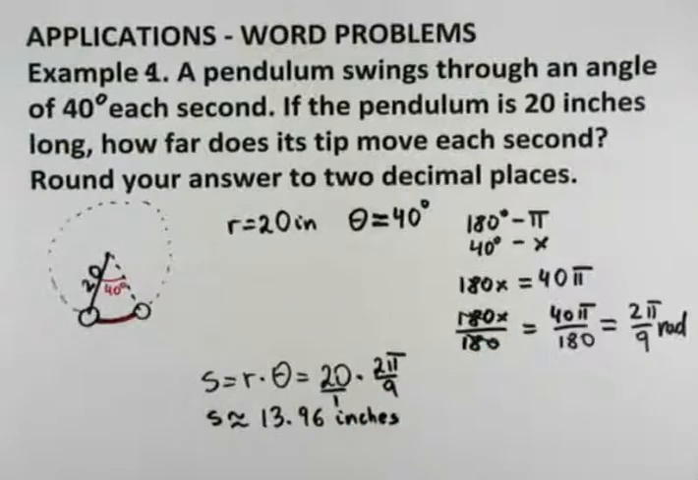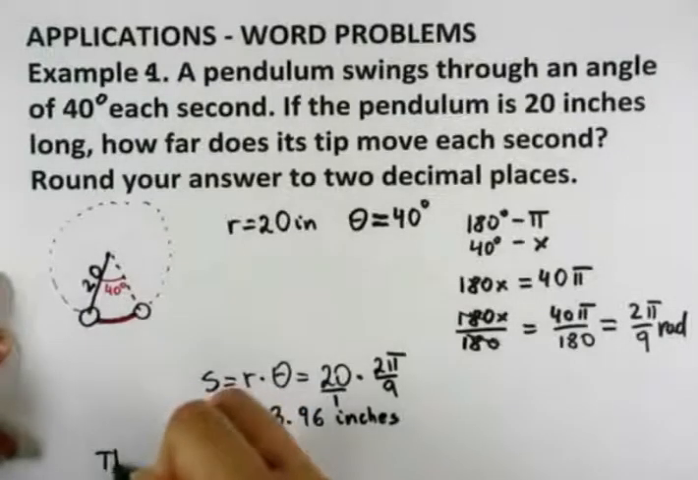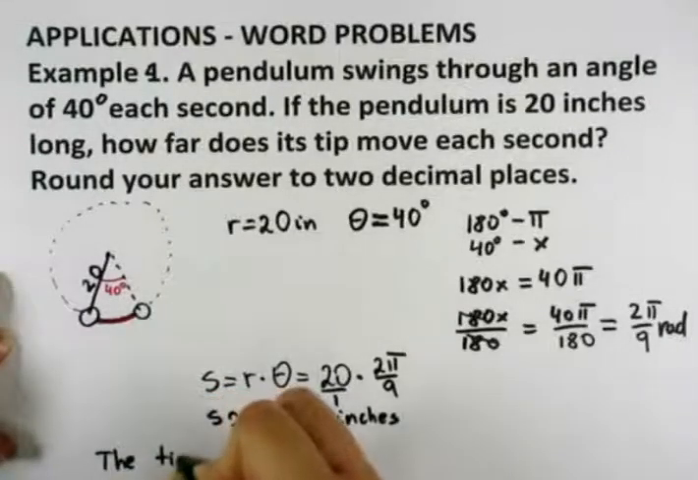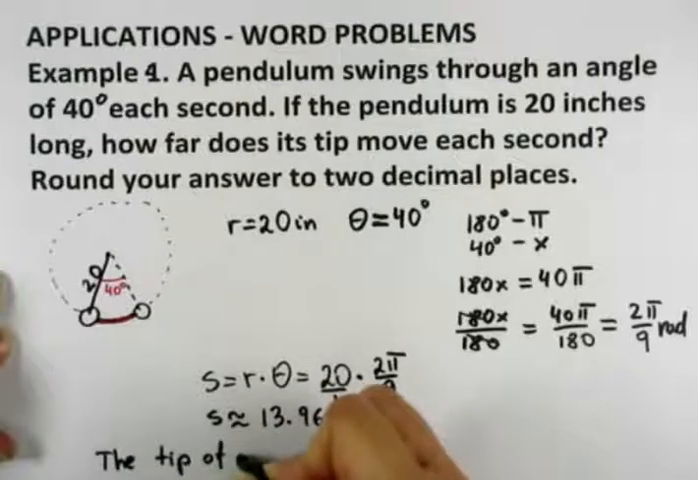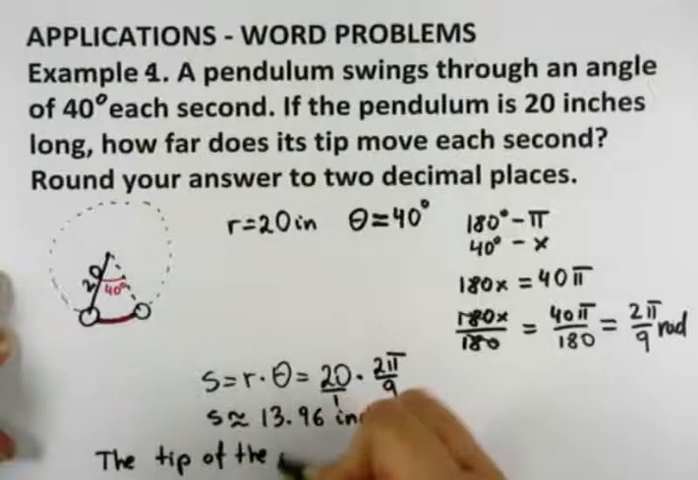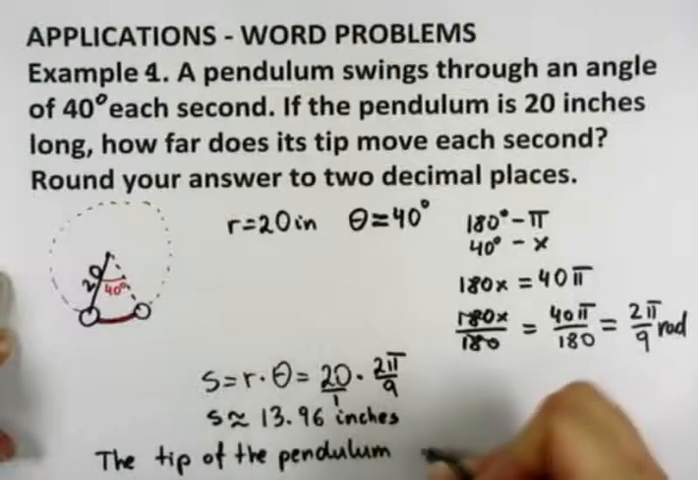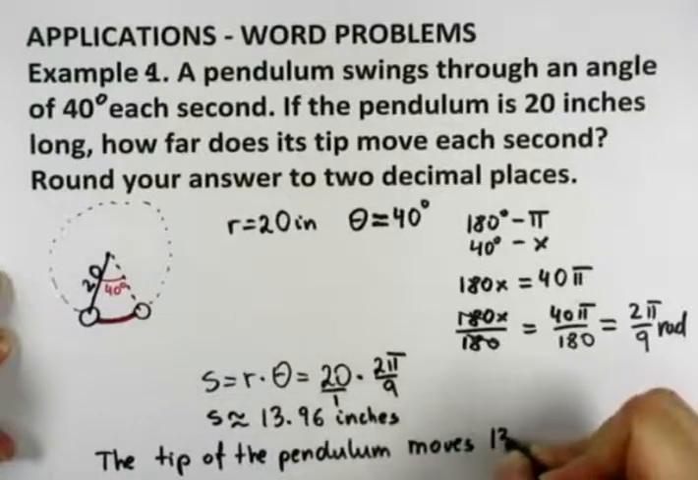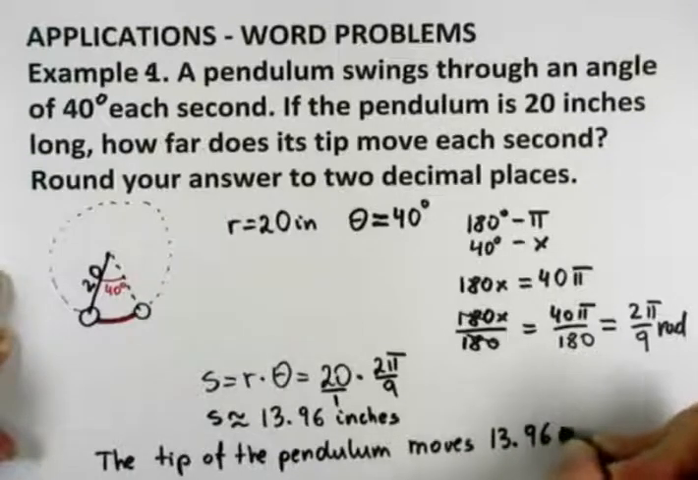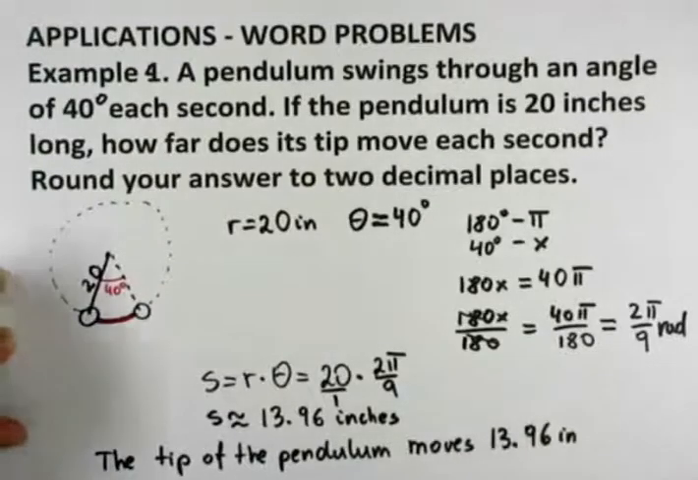For a word problem, write the word answer. How far does its tip move? The tip of the pendulum moves 13.96 inches each time.